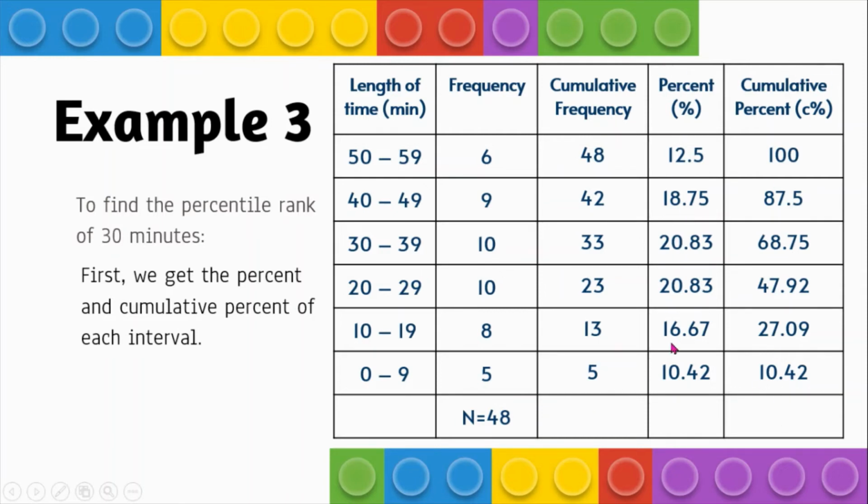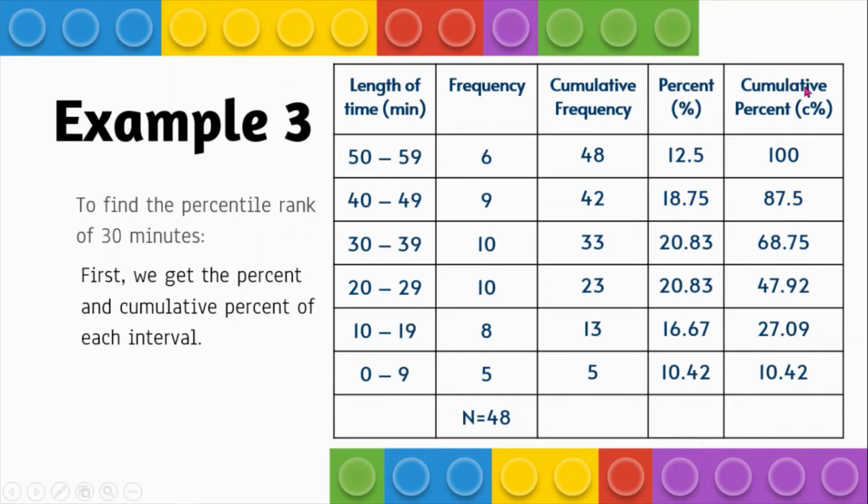So how do we get this percent here? That is just 6 divided by 48 times 100, that's 12.5. 9 divided by 48 times 100, that's 18.75. 10 over 48 times 100, that's 20.83. 10 divided by 48, that's 20.83. 8 divided by 48, that's 16.67. 5 divided by 48 is equal to 10.42.